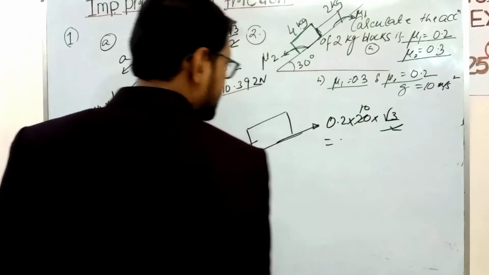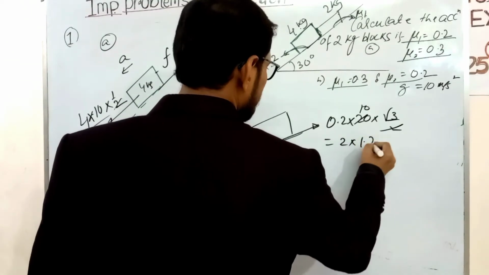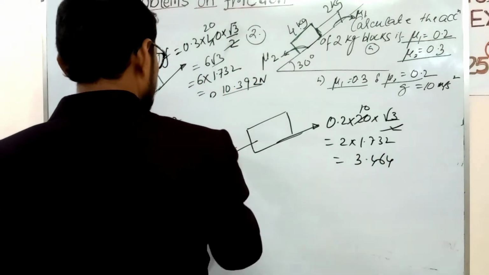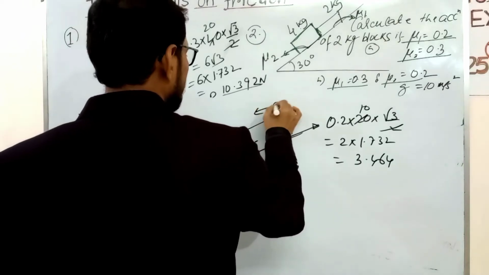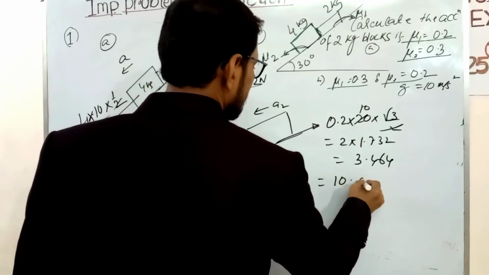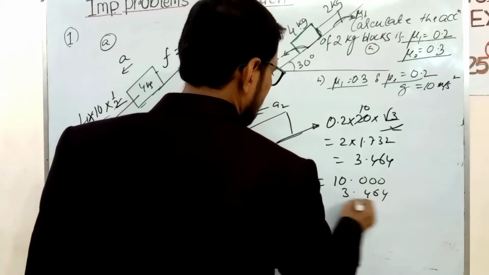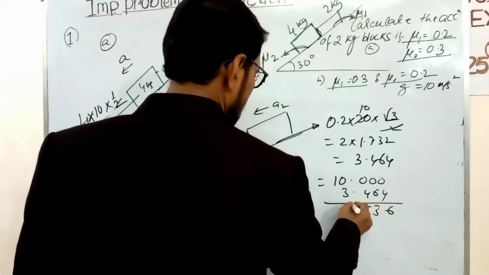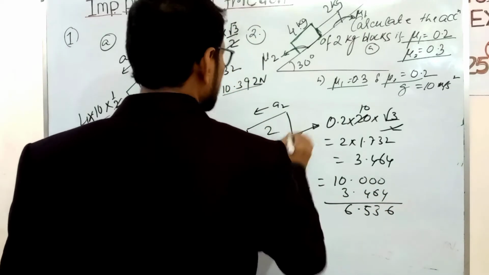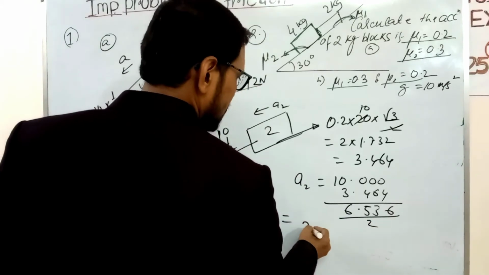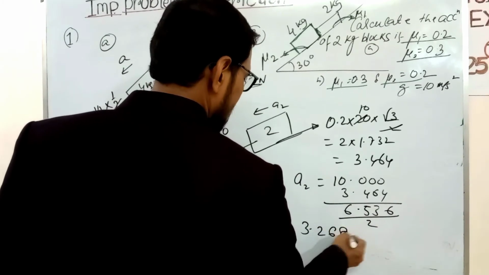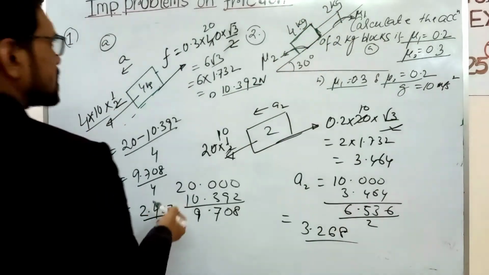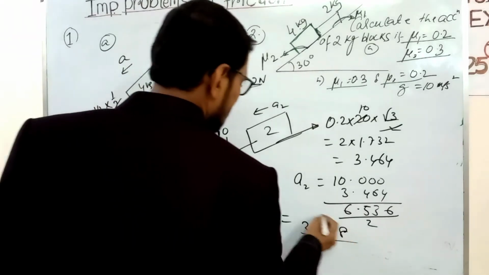That gives 2 root 3. So 2 root 3 means 2 into 1.732, that is 3.464. So the acceleration of the block A2 will be 10 minus 3.464, divided by mass 2 kg, which is 3.268. So the acceleration of the 2 kg block is more than the acceleration of the 4 kg block: this is the acceleration of the 4 kg block, and this is the acceleration of the 2 kg block.